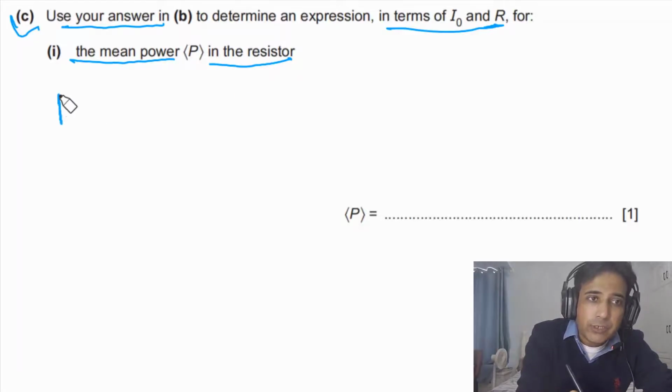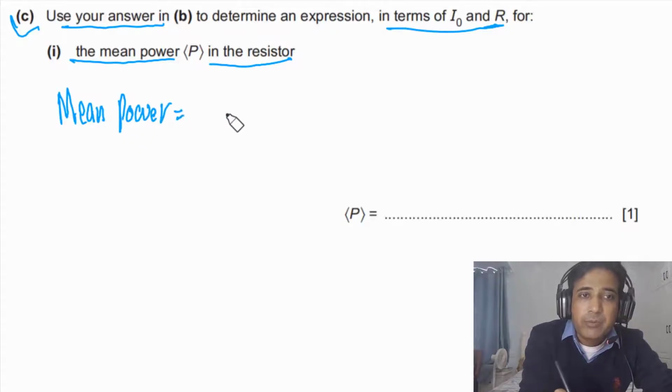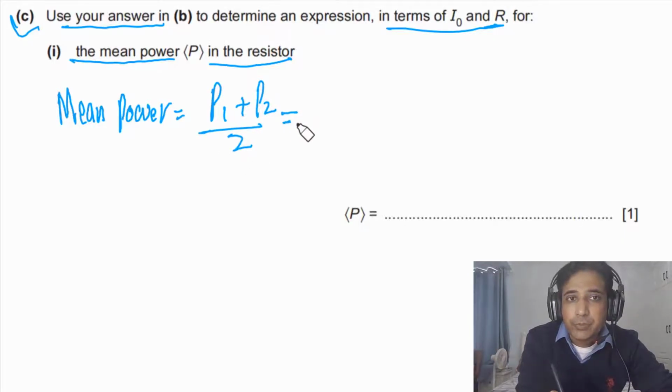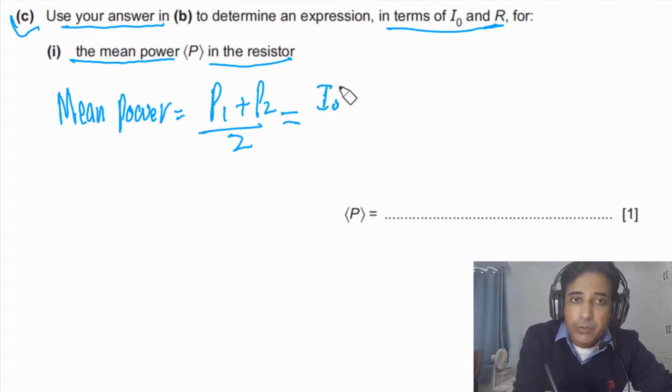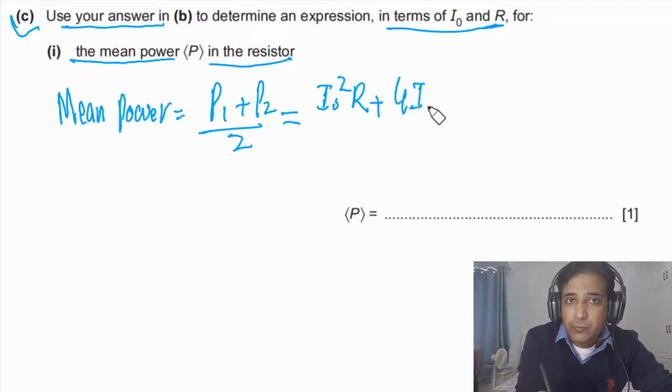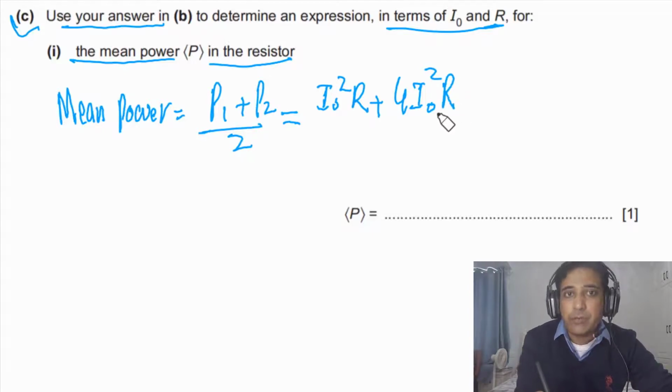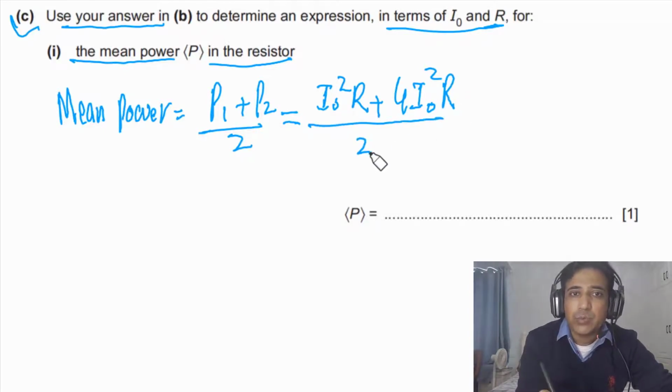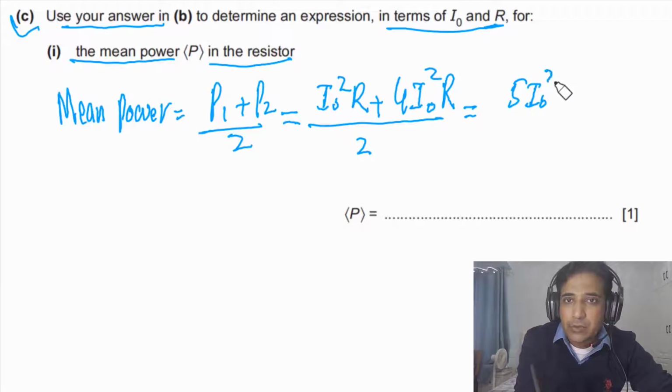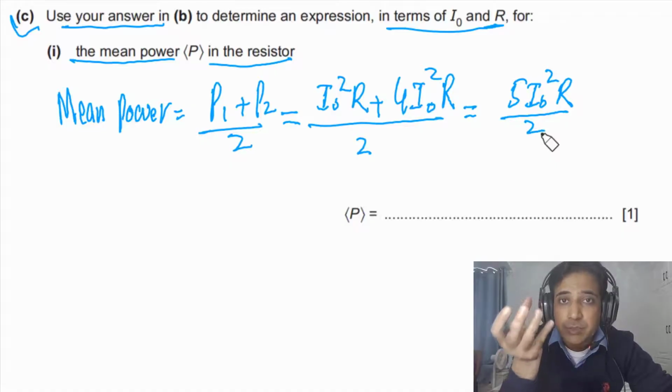So how do we calculate mean of something? In this case, we need to calculate mean power. So mean power simply will be equal to P1 plus P2 divided by 2. And value of P1, when current was in the negative direction, we have already determined that was equal to I naught square times R. And when current is in the positive direction, we have calculated 4 times I naught square times R. And this is divided by 2. So simply we will get, in this case, 5 times I naught square divided by 2. So this is how you need to calculate mean power.